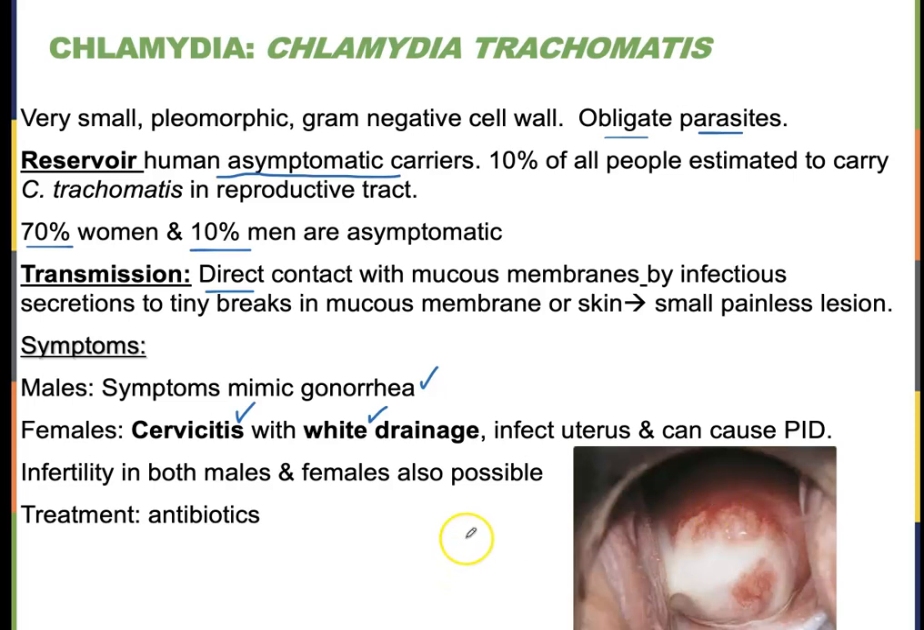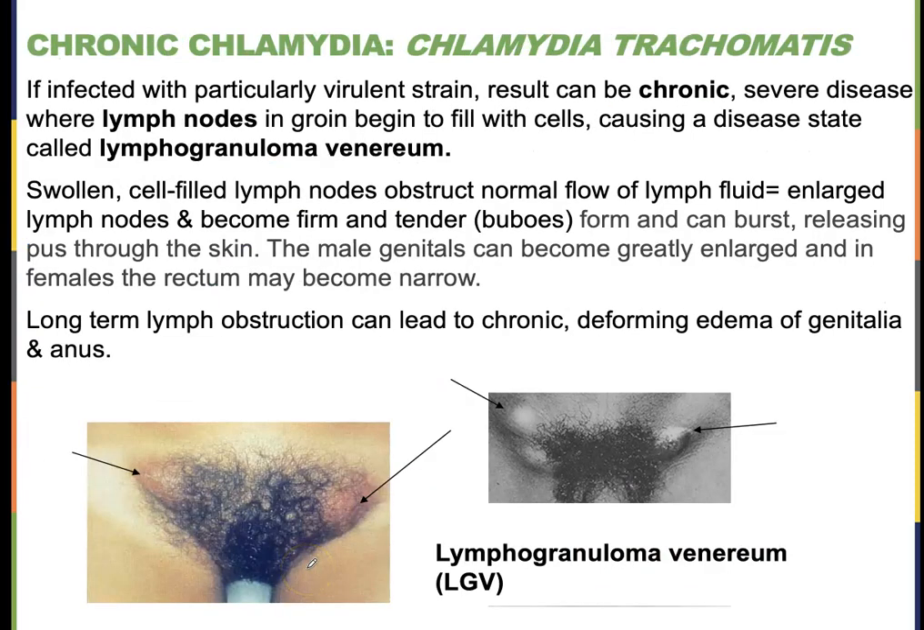The infertility is the same as what happens in gonorrhea, so with PID, and the treatment is with antibiotics. In fact, a lot of times if there's gonorrhea, there might also be a chlamydia infection. For chronic chlamydia, chlamydia can move up the lymphatic system, and it can infect the lymph nodes that are around the genital region. So those are called inguinal lymph nodes.